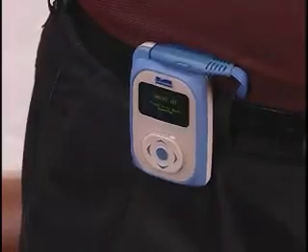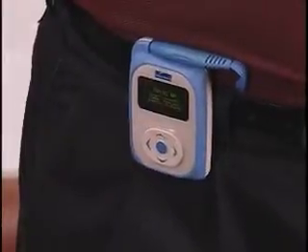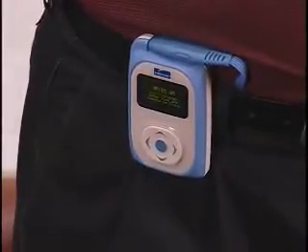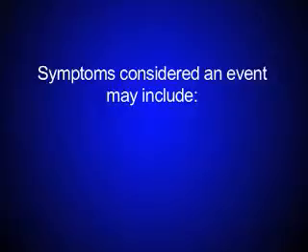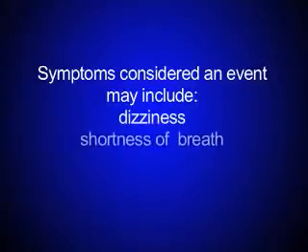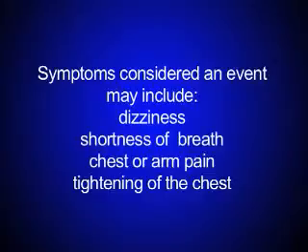On the front of the recorder, there is a large button surrounded by directional arrows. Instruct the patient to push any of these buttons if an event occurs. Symptoms that would be considered an event and should be noted by a button push on the recorder may include dizziness, shortness of breath, chest or arm pain, and tightening of the chest.